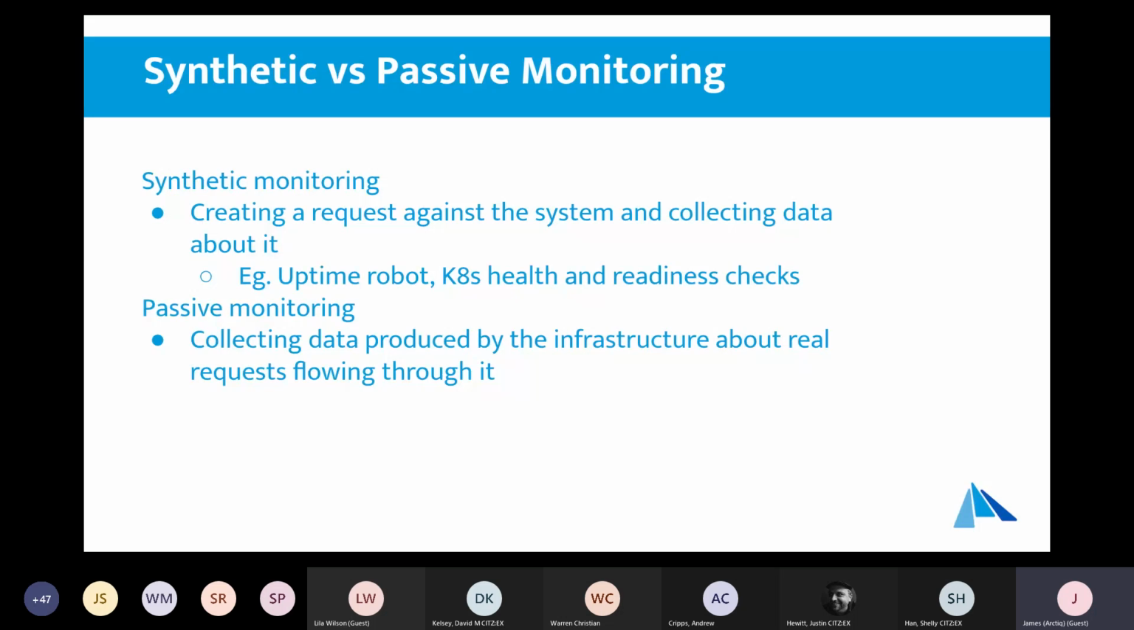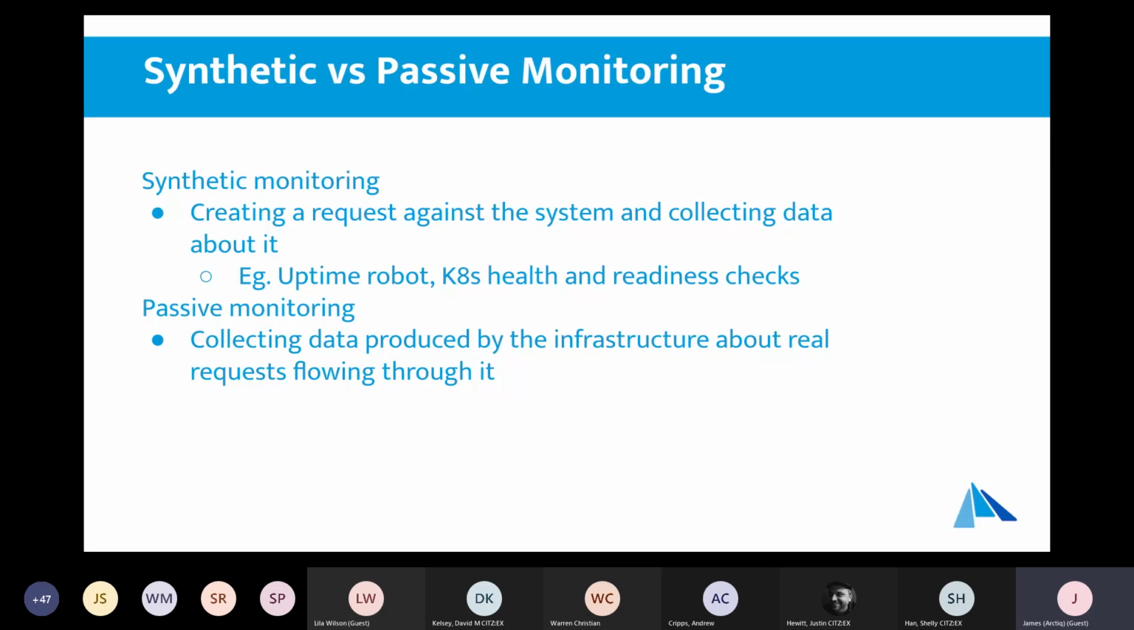Synthetic monitoring is usually the easiest to set up. It collects data about how the system is performing when you give it a known request payload. And this can be really useful if your service doesn't have a lot of traffic, so there's not a lot of customer passive monitoring to instrument, or it's just not possible to instrument your application for whatever reasons.